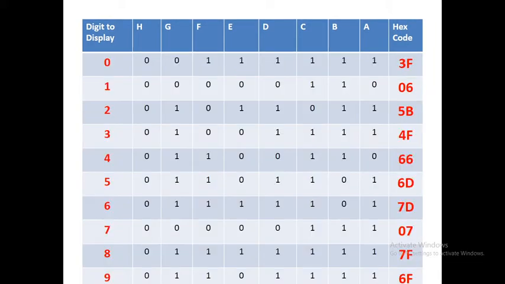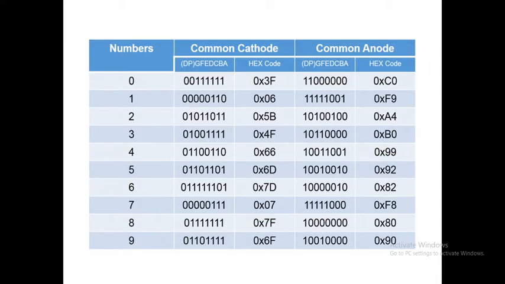In this fashion, create the hexadecimal code for each number which you want to display on the 7 segment display, and create the lookup table. Keep this lookup table in memory, and one by one call the hex code from that lookup table and pass it to display on the 7 segment. That is the task.